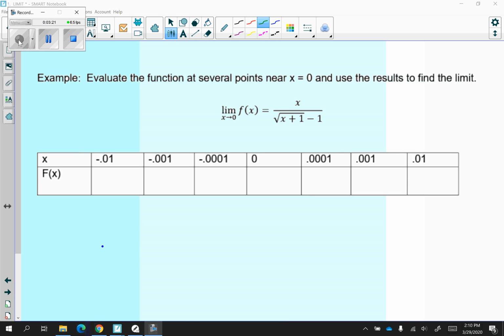Why don't you take a look at the next example? Evaluate the function at several points near x is equal to 0 and use the results to find the limit. The limit as x approaches 0 of f of x is equal to x over the square root of x plus 1 minus 1. So take a moment to fill out that table and to determine what the limit is as x approaches 0. Pause the video if you need.